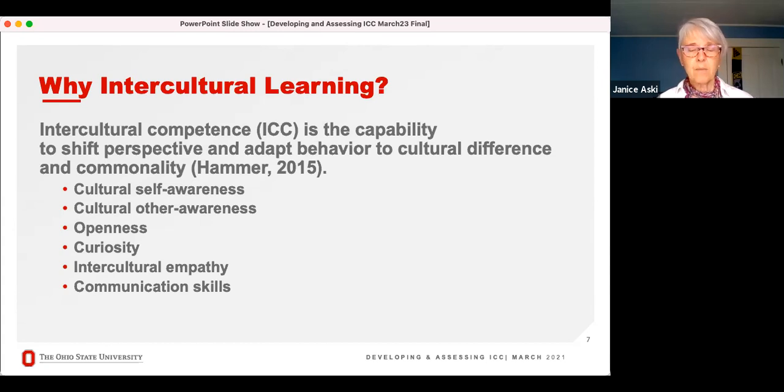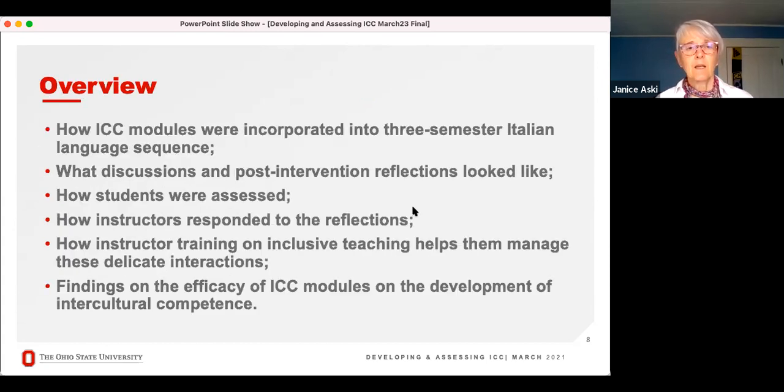We will begin by talking about how intercultural competence interventions were incorporated into our three-semester Italian language sequence, what the discussions and the post-intervention reflections looked like, and how students were tested or assessed on their work. Then April, speaking from firsthand experience, will talk about how she and other instructors responded to reflections and how instructor training on inclusive teaching helps instructors manage these delicate interactions. Finally, Cindy is going to give you a detailed report on the data we collected during our two-year study of the effectiveness of these interventions on the development of intercultural competence among the undergraduates in the language sequence.